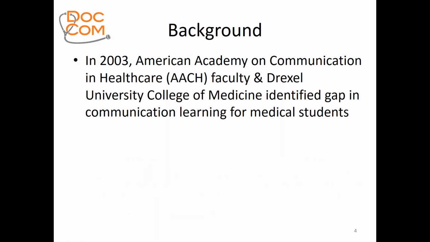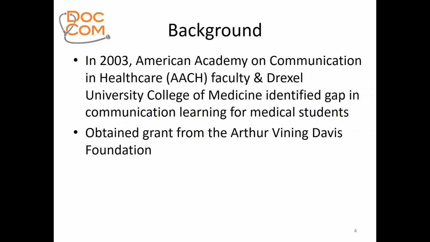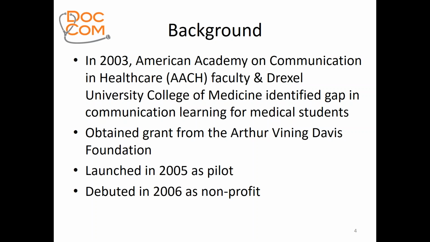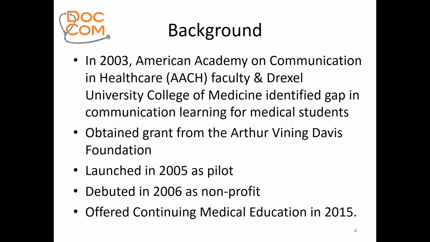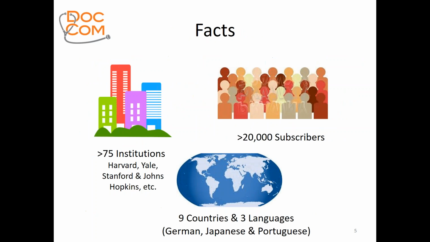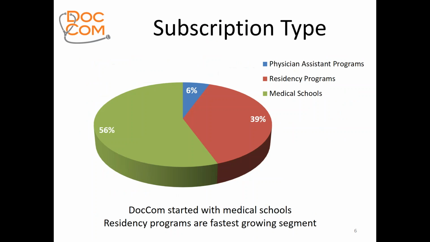So we started in 2003. This is a joint venture between the AACH and Drexel University. We got a grant through the Arthur Vining Davis Foundation. And we began offering continuing medical education last year, which was very exciting for us. DocCom has over 75 institutions as subscribers, over 20,000 individual subscribers. We're located in 9 countries and have been translated into 3 languages.